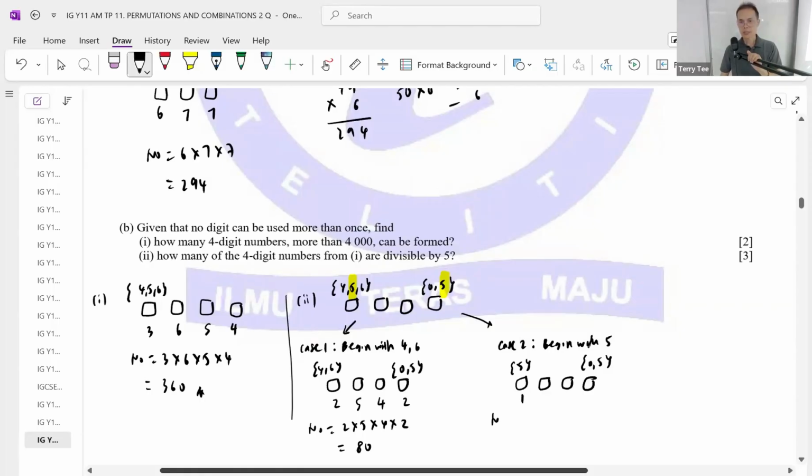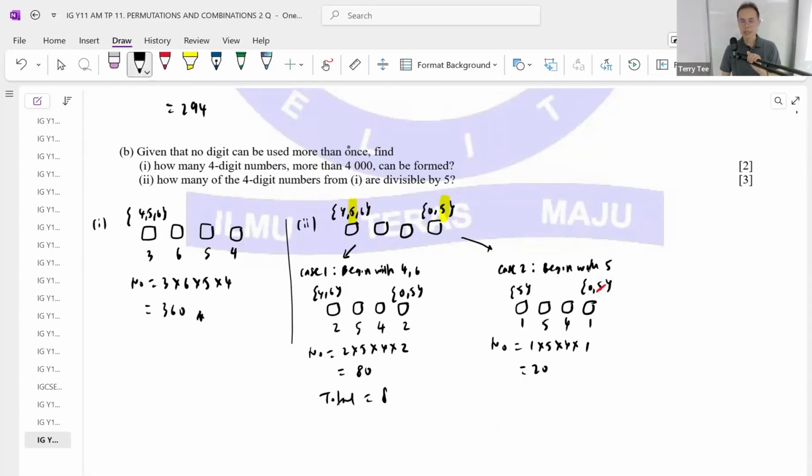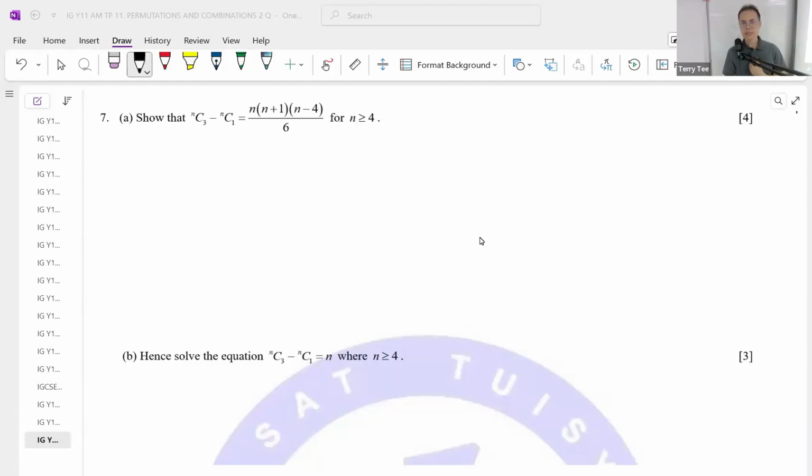The second case, this is 1, this is 2, and 5 and 4. Same as just now. So 1 times 5 times 4 times 2. Sorry, the last one has to reduce by 1. This is 1, because you can't end with 5 anymore. So that's 20. So total, how many ways? My total will be 80 plus 20. Answer 100.